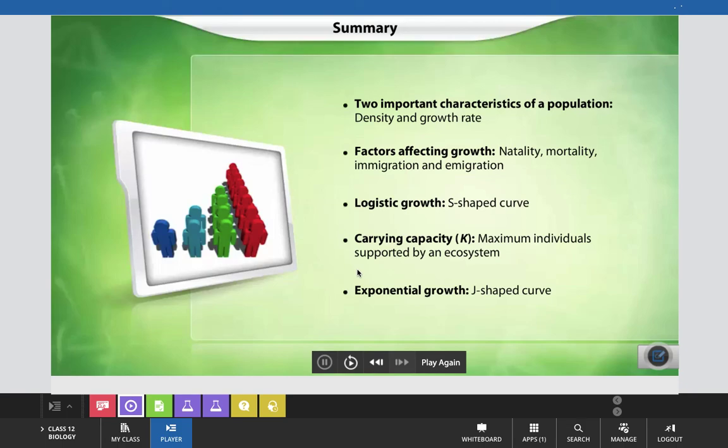With that, we will end today's class, and in the next class, part 4, we will conclude the chapter with the discussion of population interactions.